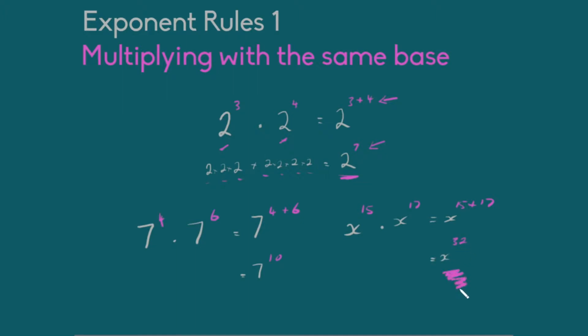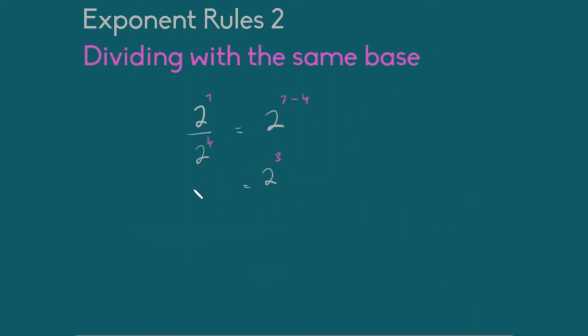Okay, so if that's making sense, we're going to move on to the next thing, which is dividing exponential expressions that have the same base. If when multiplying we added the exponents, when we're dividing, we're going to subtract one exponent from the other. So this is an example here. We have 2 to the power 7 divided by 2 to the 4. Again, we have the same base. We have 2 at the bottom of both expressions. And this time we're going to go 2 to the power 7 minus 4, which gives us 2 to the power 3.